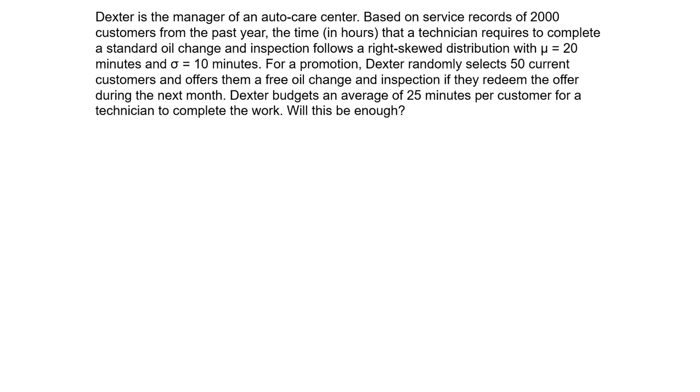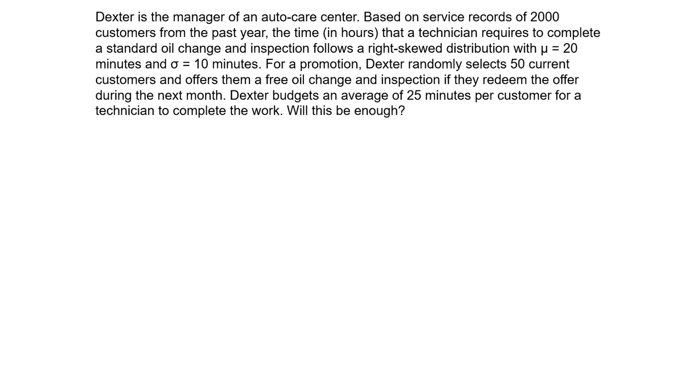Okay. So Dexter is a manager of an auto care center. Based on service records of 2,000 customers from the past year, the time in hours that a technician requires to complete a standard oil change and inspection follows a right skew distribution with a mean of 20 minutes and a standard deviation of 10 minutes. For a promotion, Dexter randomly selects 50 current customers and offers them a free oil change and inspection if they redeem the offer during the next month. Dexter budgets an average of 25 minutes per customer for a technician to complete the work. Will this be enough?